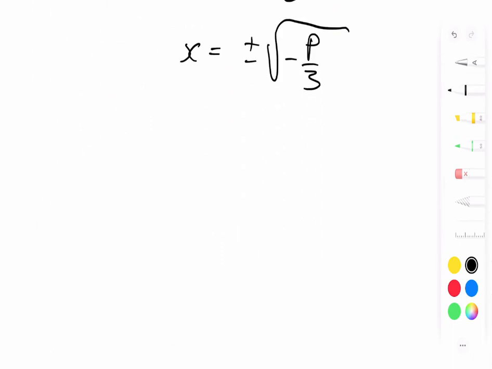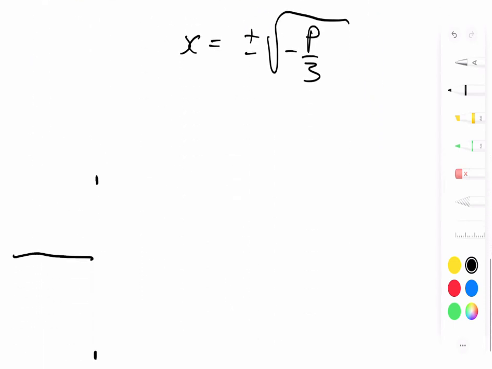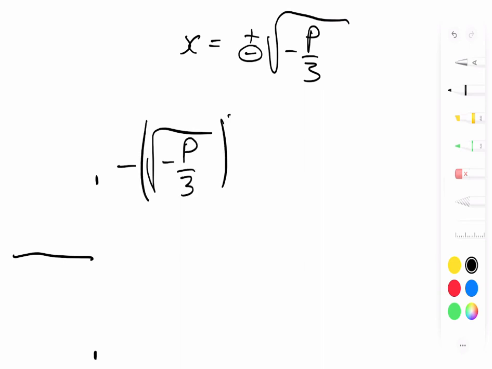So, the difference in height, I'm going to put a big minus here, and I'm going to write one y value here, and one y value here. So the taller one, the higher one up here, will be when the x value is negative. So we take the negative square root, this one. So we have minus the square root of negative p over 3 cubed. I put the minus outside the cube because cubing doesn't change whether it's minus or not.